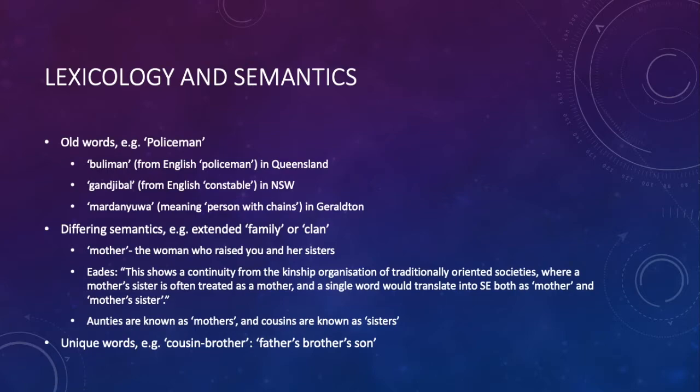Furthermore, there are some standard Australian English words which have different meanings in Aboriginal English. In Aboriginal culture, the family or clan is very extended. So whilst the word mother means the woman who raised you in Standard English, it means the woman who raised you and her sisters in Aboriginal English. An Aboriginal child would not only be raised up by parents and siblings, but also extended family. This is why aunties are known as mothers and cousins are known as sisters in Aboriginal English. There are also some unique words in Aboriginal English, such as cousin brother, which means father's brother's son in Standard English.